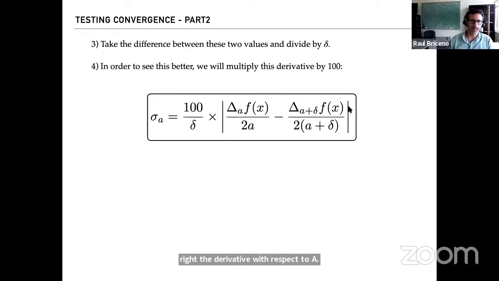All I care about is the magnitude. I don't care about the sign. So I'm taking the absolute value, and I'm going to scale this by 100 so I can see it. I don't have to scale by 100, actually. I could have just left it. But all right. So I'm going to call that sigma a. That's going to be my error.